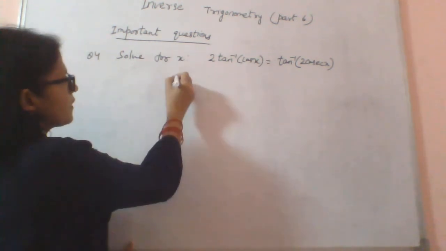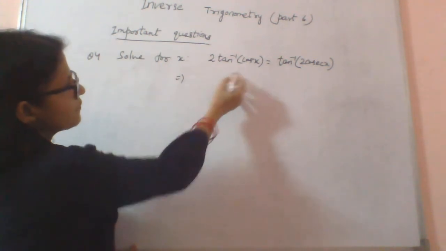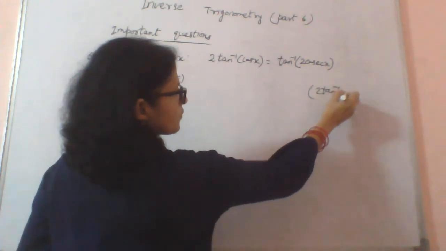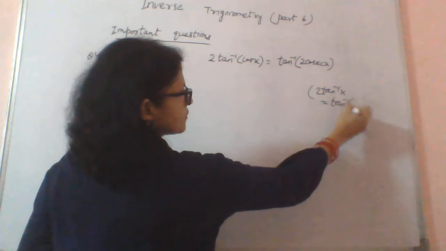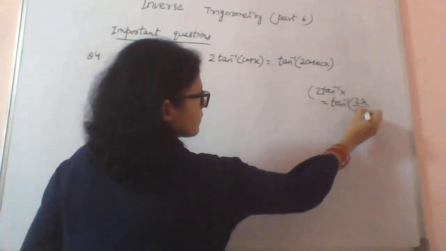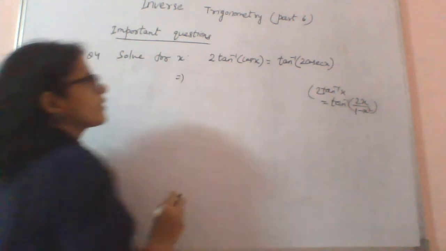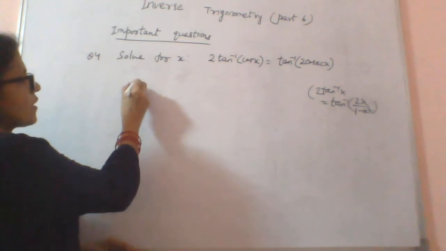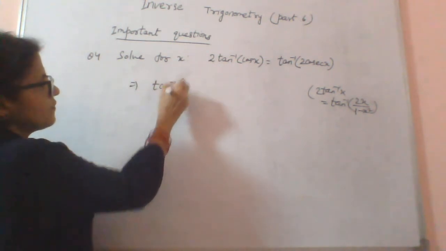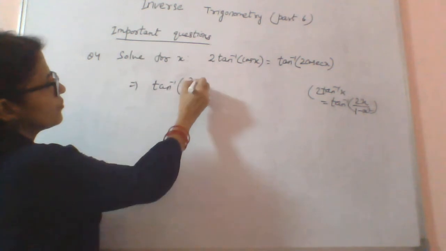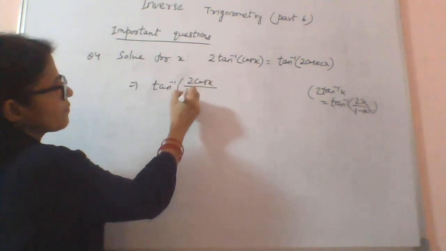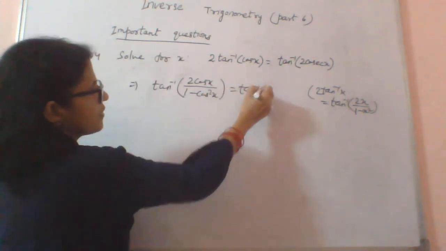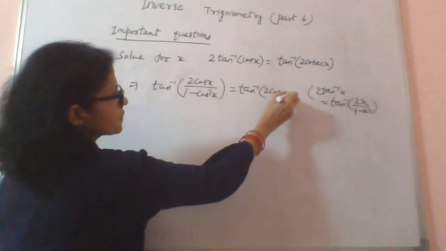Okay, so this implies 2 tan inverse of this. So as we know, 2 tan inverse x equal to tan inverse 2x by 1 minus x square. Okay, so let's convert it into tan inverse. Right, so here we can start with tan inverse of 2 cos x by 1 minus cos square x, that is equal to tan inverse 2 cosec x.